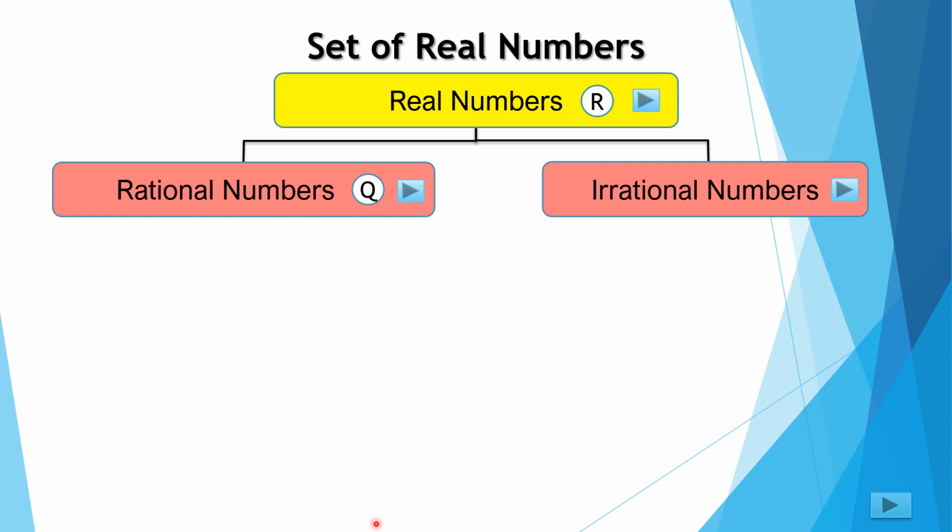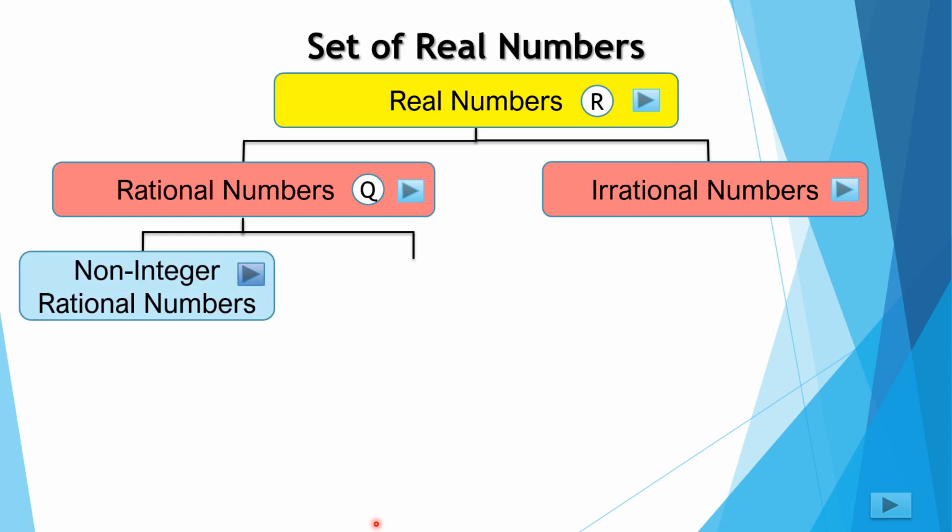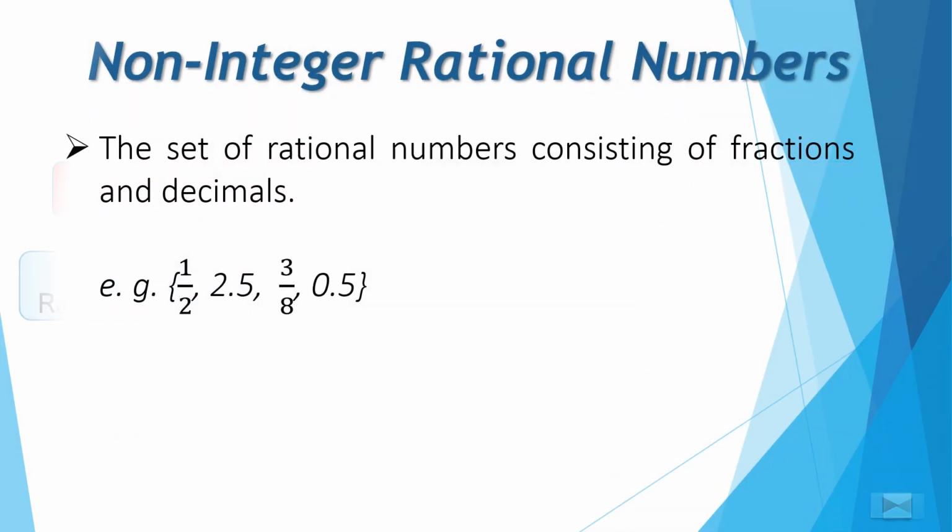Next, proceed tayo sa types ng rational numbers. So, meron tayong dalawang types ng rational numbers. The first is non-integer rational numbers. So, ano ba yung non-integer rational numbers? Non-integer rational numbers, or the set of rational numbers consisting of fractions and decimals. So, ito yung mga halimbawa ng non-integer. 1/2, 2.5, 3/8, 0.5. So, kapag sinabing non-integer, iyon yung mga fractions at yung mga decimal numbers.